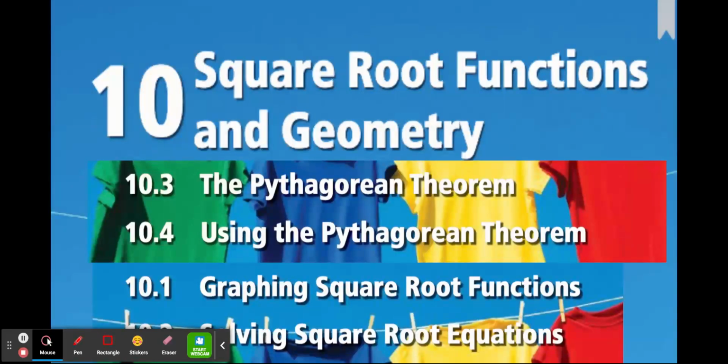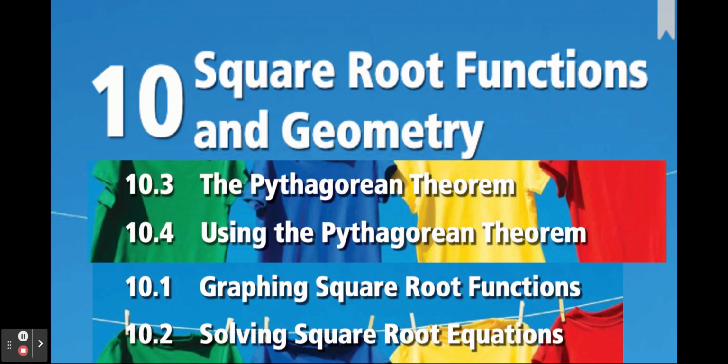All right, here we are, chapter 10. We are going to do a few of these out of order. As you can see, we're going to start with lesson 10.3, the Pythagorean theorem, and then we're going to be doing 10.4 to use the Pythagorean theorem. Then we're going to come back and do some graphing of the square root functions and solving square root equations. So let's go ahead and get started.